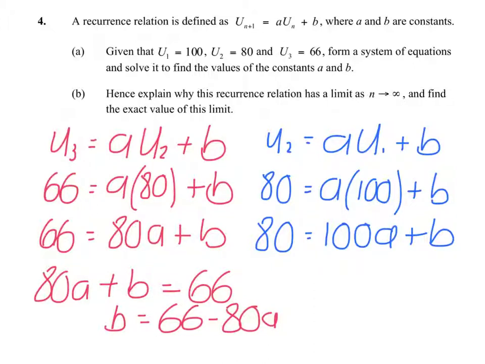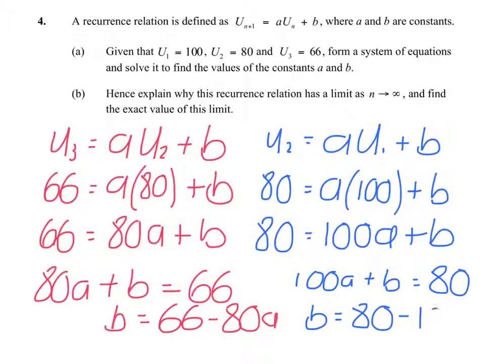Doing something similar with the other one, we get 100a plus b equals 80 by switching the sides round, which then means b equals 80 take away 100a.